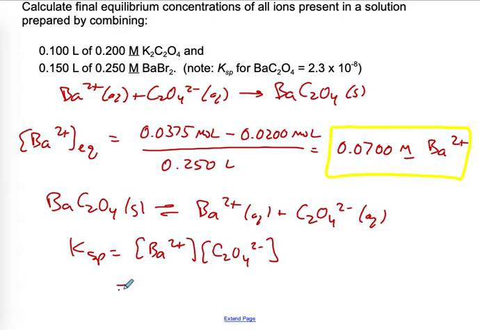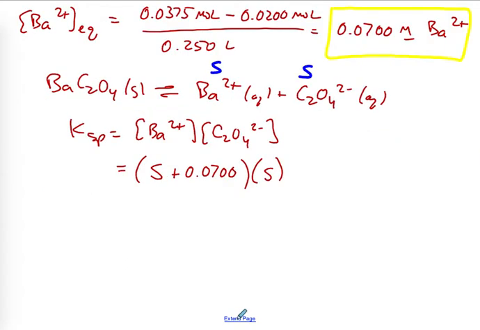So I'm going to plug in here, and for my equilibrium concentration of barium 2+, I'm going to write S, and by the way, in this dissolution and dissociation, S moles per liter of barium 2+ and S moles per liter of oxalate are formed. S plus the 0.0700 molar that was left over, times S, the equilibrium concentration of oxalate produced in the dissolution and dissociation, which is equal to KSP, 2.3 times 10 to the negative 8.